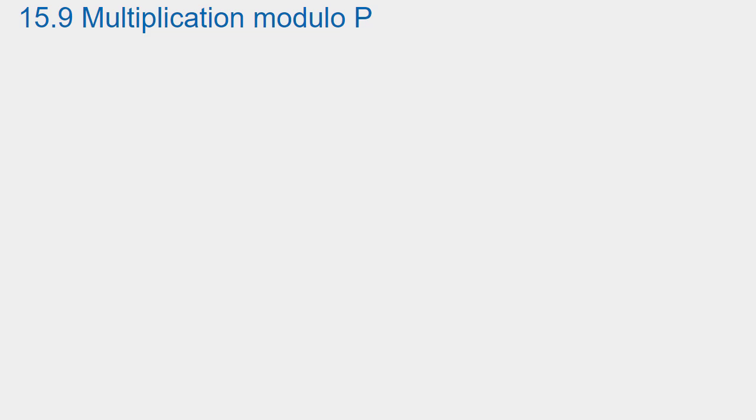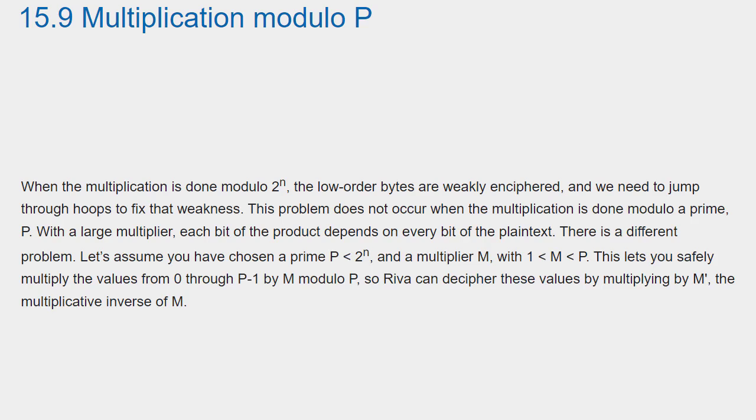Section 15.9. Multiplication modulo p. When the multiplication is done modulo 2 to the power n, the low-order bytes are weakly enciphered, and we need to jump through hoops to fix that weakness. This problem does not occur when the multiplication is done modulo a prime, p. With a large multiplier, each bit of the product depends on every bit of the plaintext.